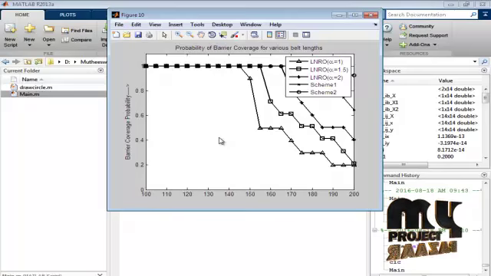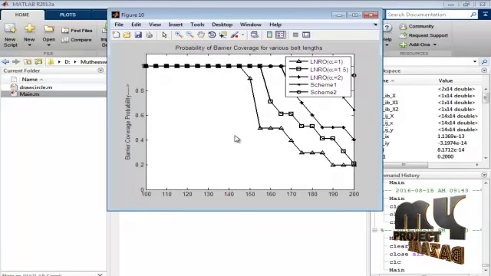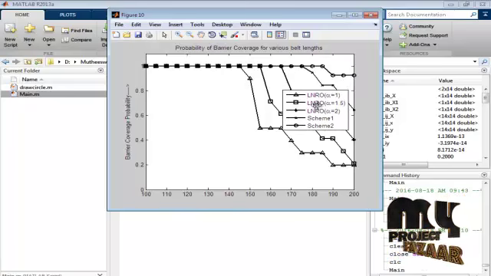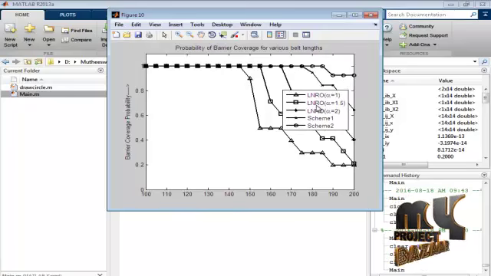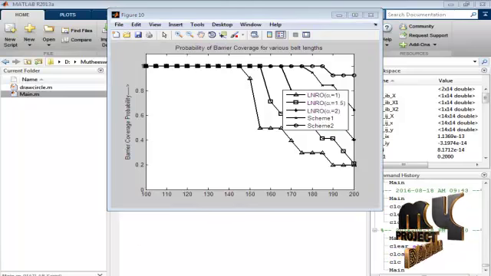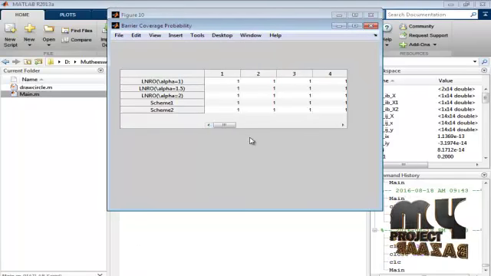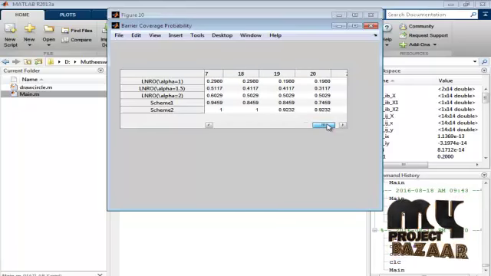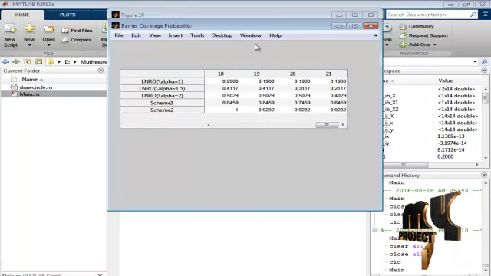And this is the probability of barrier coverage for various belt lengths. We obtain the results, and here we compare the existing method, that is the LNRO algorithm for various sigma values, with our scheme 1 and scheme 2 algorithms, and these are the barrier coverage probability values for the existing and our proposed algorithms.